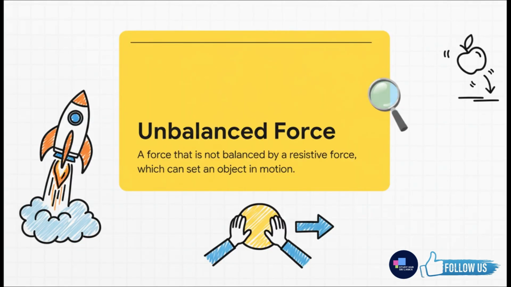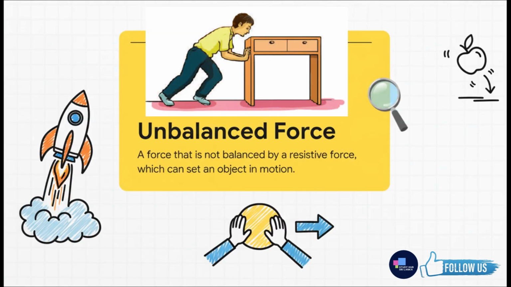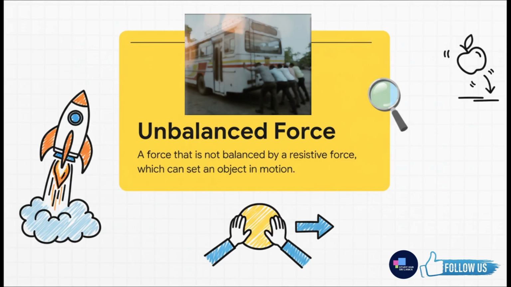You see, for anything to start moving, the force you apply has to be bigger, stronger than any forces that are pushing back. That resisting force is usually something we call friction. So when your push is stronger than the friction, you create what we call an unbalanced force, and that is what makes the object move. With the bus, the friction is just way too big for one person to overcome.